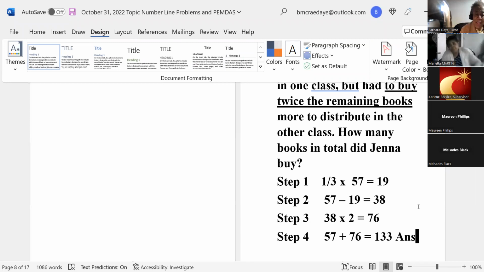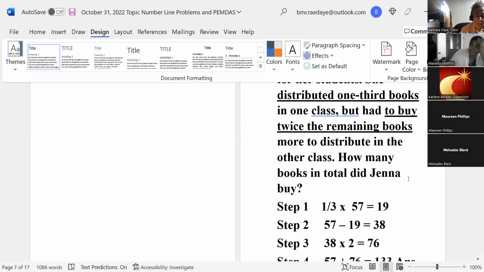Okay, Marietta, what about this problem? You said it was beating you up. What about this problem was complicated to you? The bottom one, I said how do I get one third. I didn't know if I have to divide or multiply.